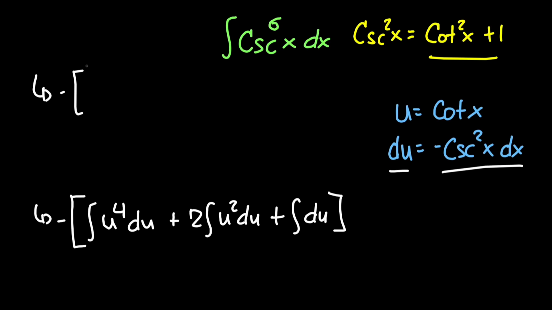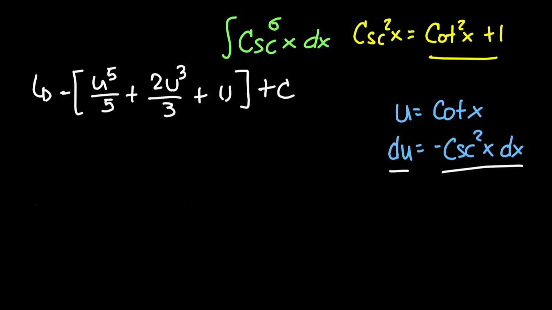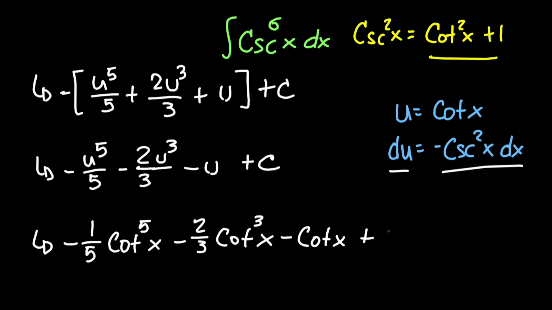So what we have here is the integral of u to the 4th, which is u to the power of 5 over 5, plus the integral of u squared, which is u to the power of 3 over 3, and the integral of du is simply u plus c. And so if you want, you can distribute the negative sign. So what we have here is negative u to the power of 5 over 5 minus 2/3 u to the power of 3 minus u plus c. And so our final answer right here would be equal to negative 1/5 cotangent to the power of 5 of x minus 2/3 cotangent to the power of 3 of x minus cotangent of x plus c.